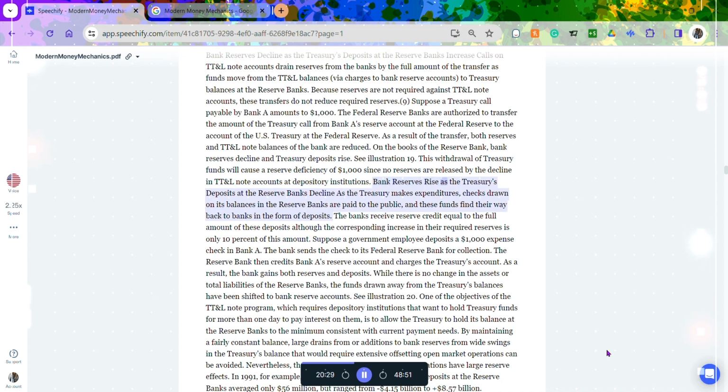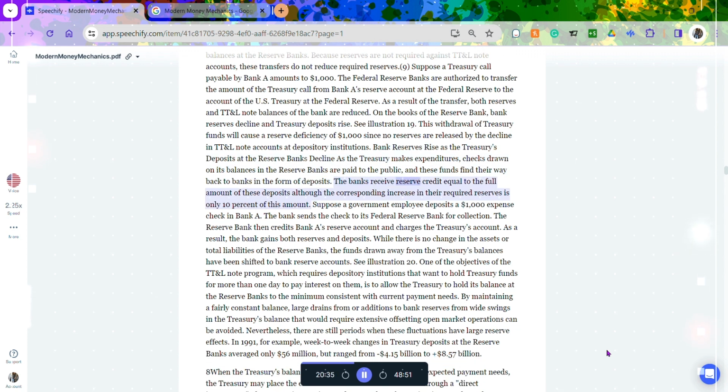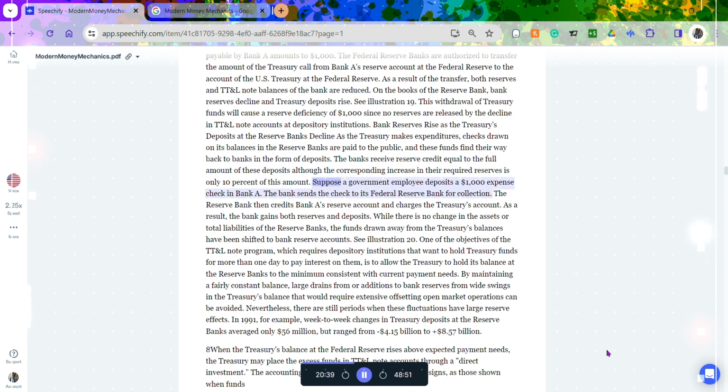Bank reserves rise as the Treasury's deposits at the Reserve banks decline as the Treasury makes expenditures. Checks drawn on its balances in the Reserve banks are paid to the public, and these funds find their way back to banks in the form of deposits. The banks receive reserve credit equal to the full amount of these deposits, although the corresponding increase in their required reserves is only 10% of this amount. Suppose a government employee deposits a $1,000 expense check in Bank A.